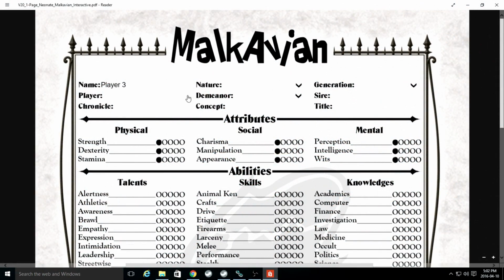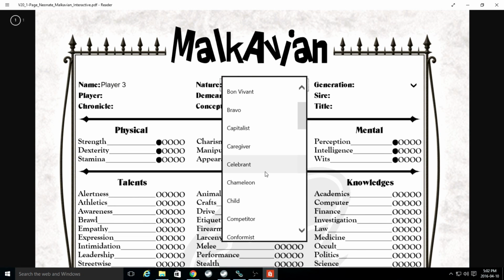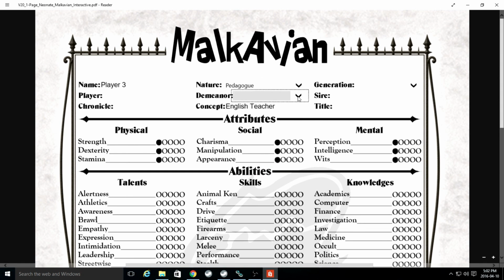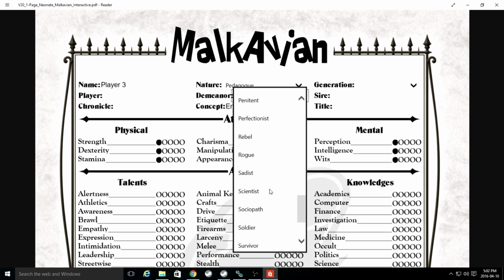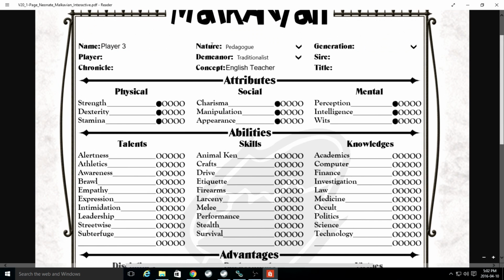All right, we're back again. We're on to our third template. We're going to do the concept of English teacher. That's right, we've got an English teacher who happens to be a Malkavian, because Malkavians come from all walks of life. It's going to be the pedagogue nature, and the pedagogue traditionalist. So very much ingrained in how things should be, the way they were, but also always wanting to teach others.